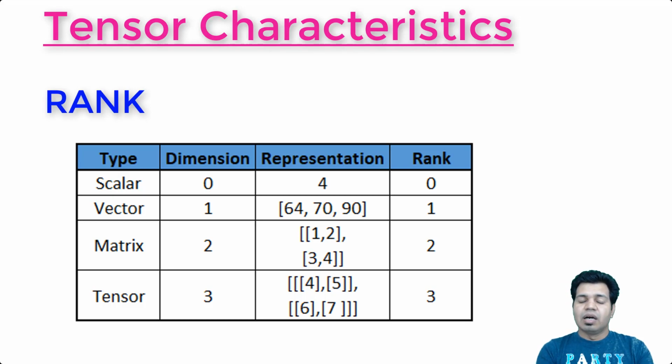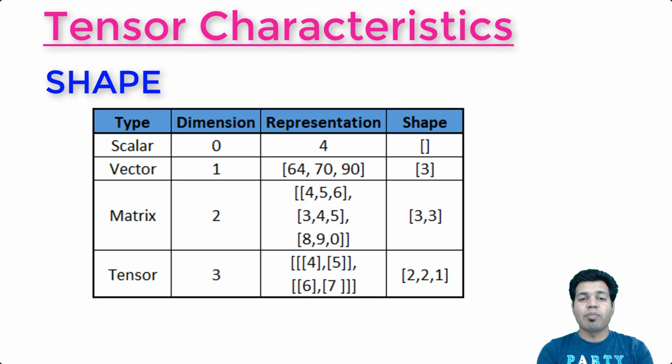Let's move on to shape. Shape is the characteristic which tells us how many elements exist in each dimension. Please note that shape in itself is a vector, and it contains one element corresponding to each dimension in the tensor. For example, the shape of a scalar value is an empty vector.